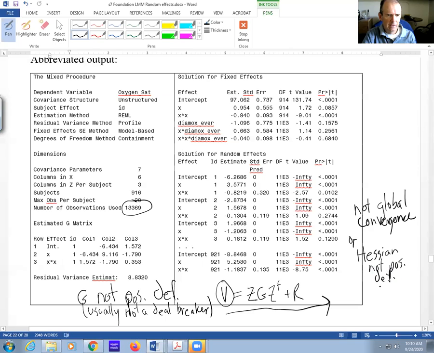I would say those are deal breakers. So those are the things that you need to look out for. But the fact that you didn't estimate one of the variances in the G matrix, in terms of the whole model fit, that's not a deal breaker.